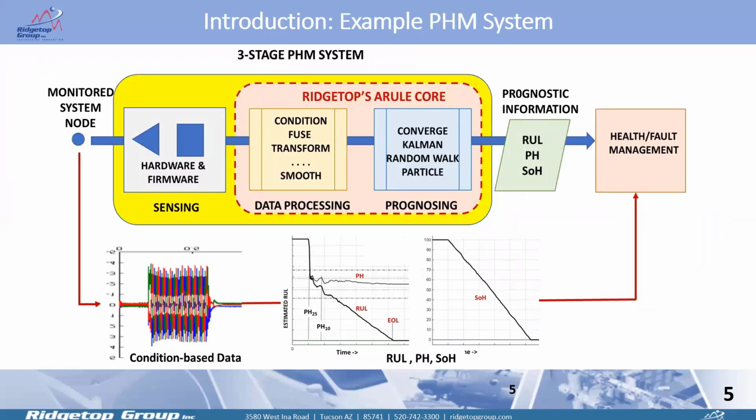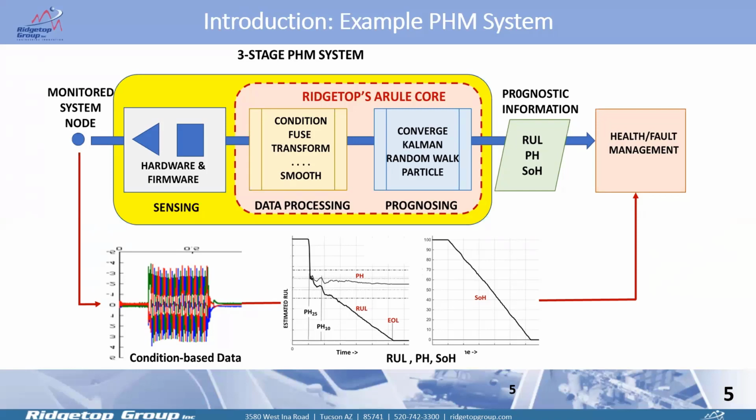In the real world, PHM systems are basically three stages. You have your hardware and your firmware, that's a sensing stage. Then you have a stage where you condition and fuse data, you transform data, you perform all kinds of data processing. Then you take the result and you do things like random walk, particle filtering, Kalman filtering, in order to come up with an estimate of a future time of failure. We call that the prognosing stage. Our ARULE core consists of the data processing and the prognosing stage.